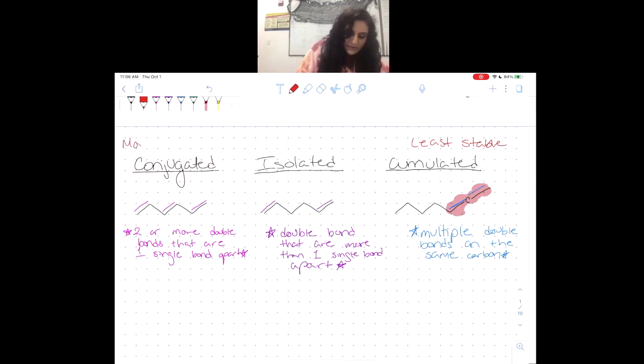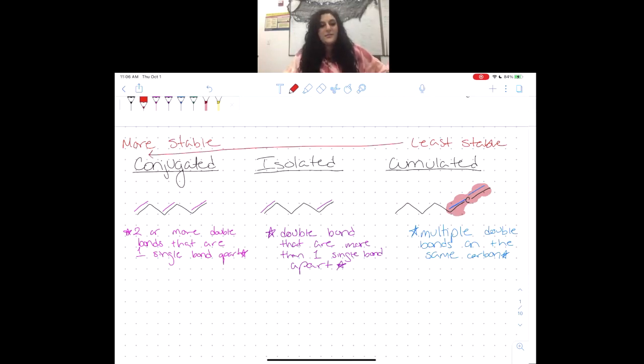All you need to know is that stability goes this way. Cumulated is the least stable, isolated is meh, and so all you need to know for this class is that stabilization goes in this direction: cumulated is super unstable, isolated is in the middle, and conjugated is really, really stable.